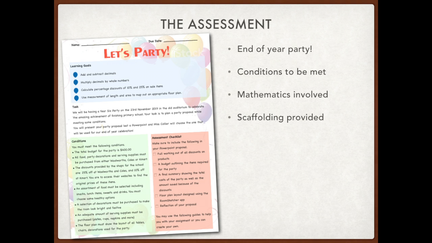The learning sequence provided prepares students for the Let's Party assessment, which looks at adding and subtracting decimals, multiplying decimals by whole numbers, and calculating percentage discounts of 10% and 25% on sale items. The assessment does also look at using measurement of length and area to map out an appropriate floor plan.